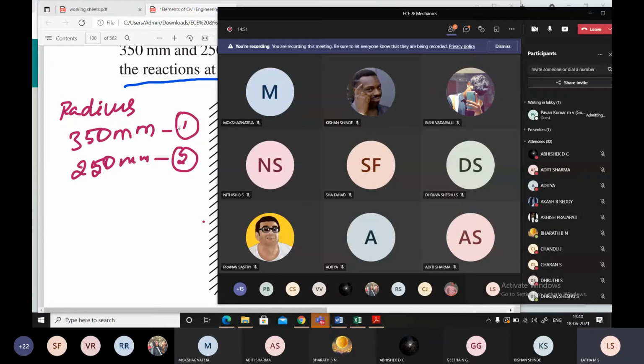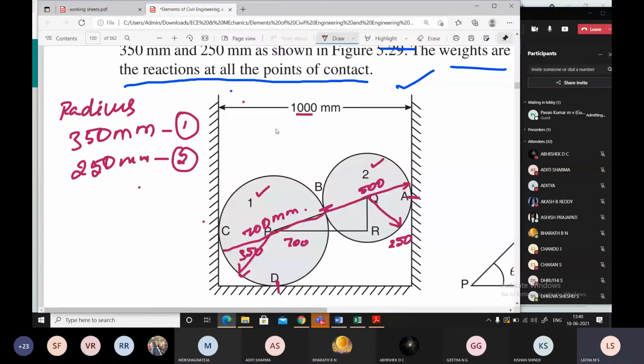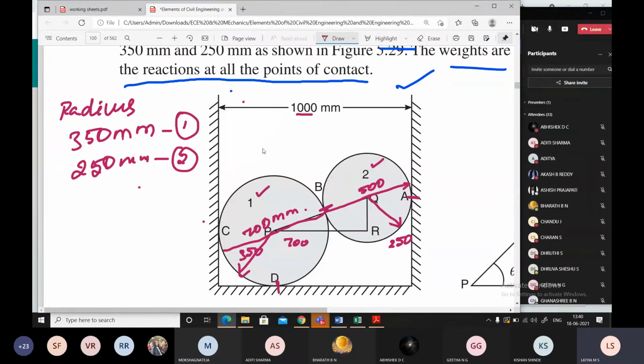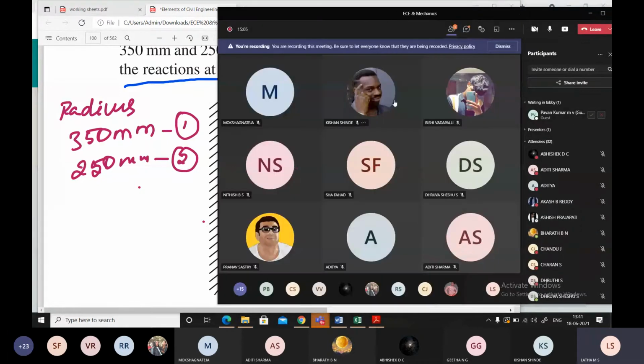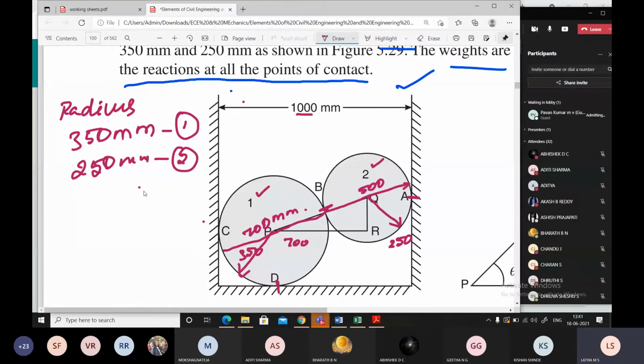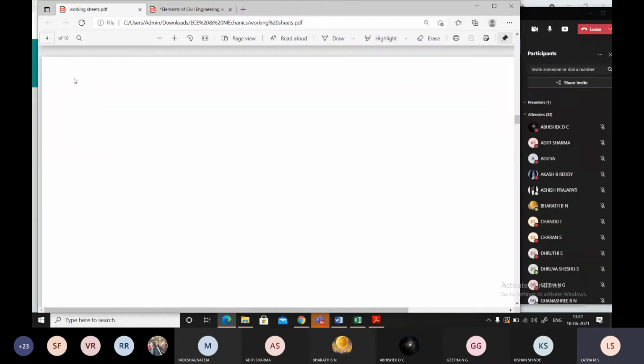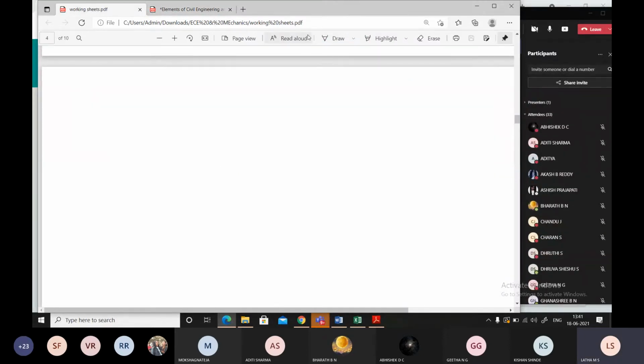We'll go a little quick. You have written the diagram? Yes or no? Yes, ma'am. Now we'll move on with the next. What is the next thing? What should I do now? How many free body diagrams will I get?